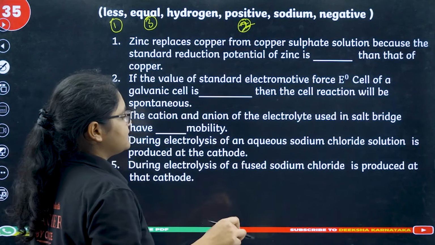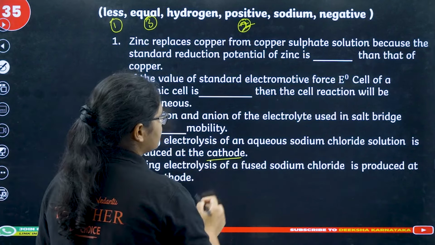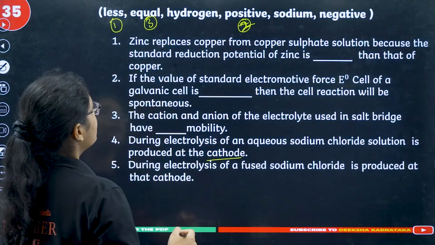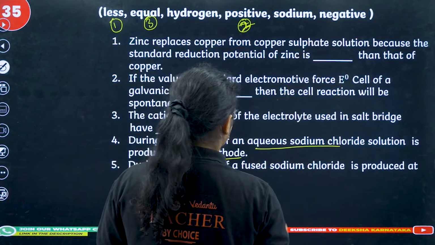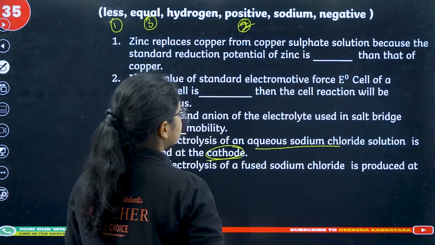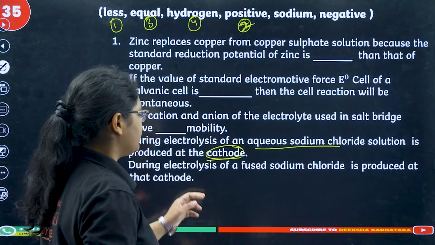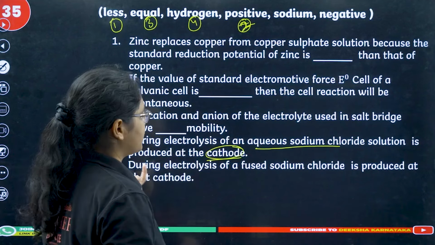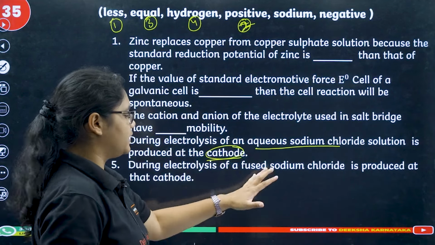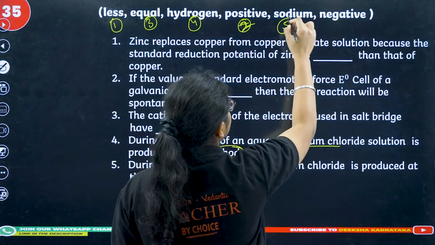Next, during electrolysis of an aqueous sodium chloride solution, dash is produced at the cathode. So, aqueous solution, hydrogen will be produced. You have aqueous sodium chloride at cathode, right? So, at cathode hydrogen will be produced because H plus ions will move. During electrolysis of a fused sodium chloride, dash is produced at cathode. Fused sodium chloride means only sodium chloride is there. So, sodium will move. So, sodium will be produced.